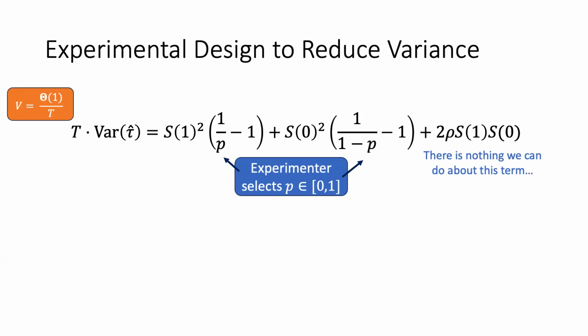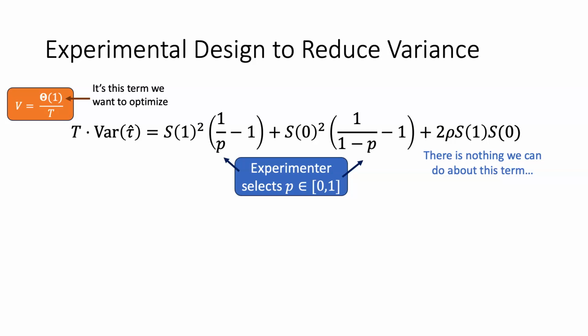Okay, but I'm now writing the variance in this normalized way to highlight that the rate of the variance is 1 over T, and it's this constant that I'm going to be optimizing. That's this part here. So that's where the efficiency gains will be, not in the rate, but in that constant.